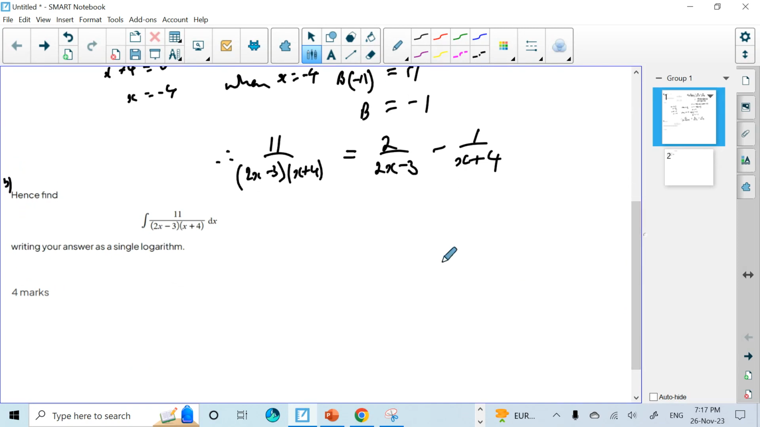it says, hence find the integral of 11 over (2x minus 3)(x plus 4) dx, writing your answer as a single logarithm. So, the sensible course of action to deal with that for 4 marks, in part B, is to, first of all, think about using the reverse chain rule. Again, let's have a look at this one.